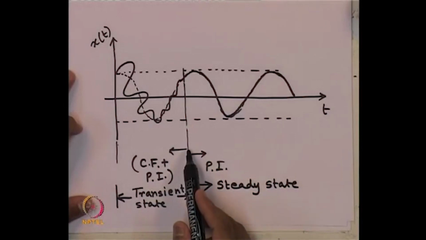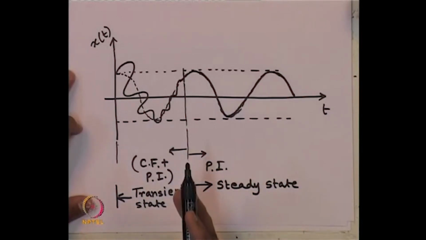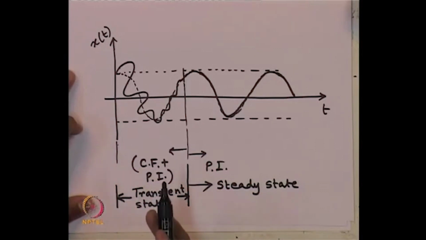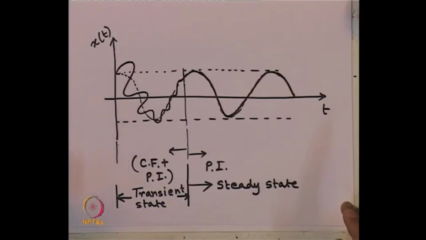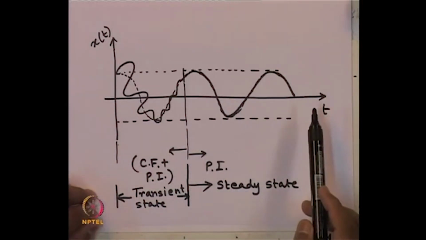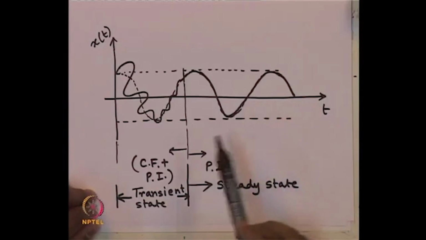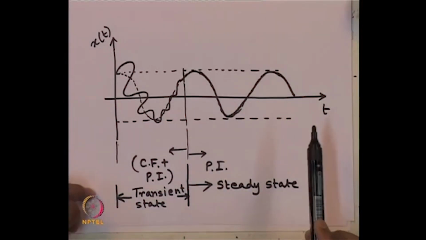So, beyond this point where the initial conditions of the system vanish or die down is called the starting of the steady state response. So, this is called steady state response and this state is called transient state response. We can say that a system has reached its steady state condition when the response becomes harmonic.